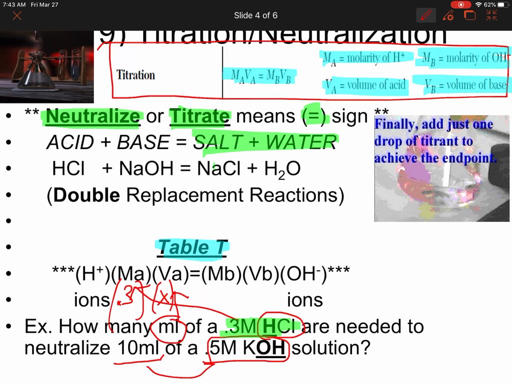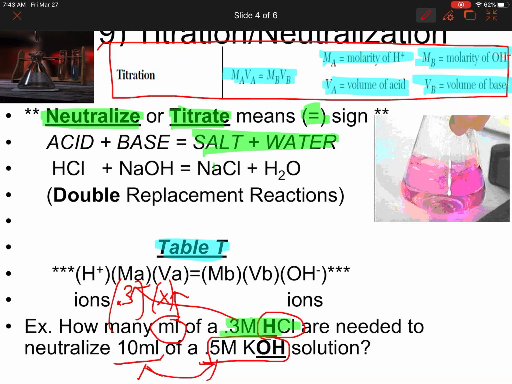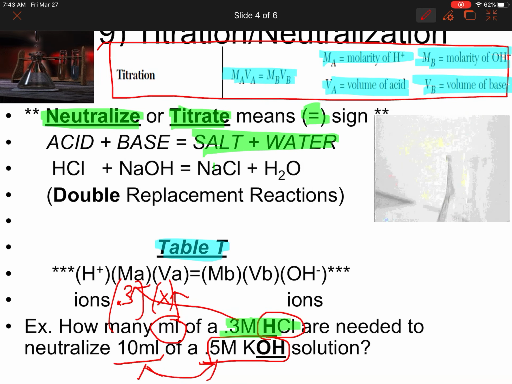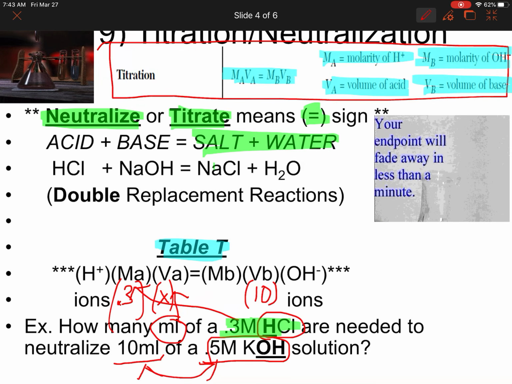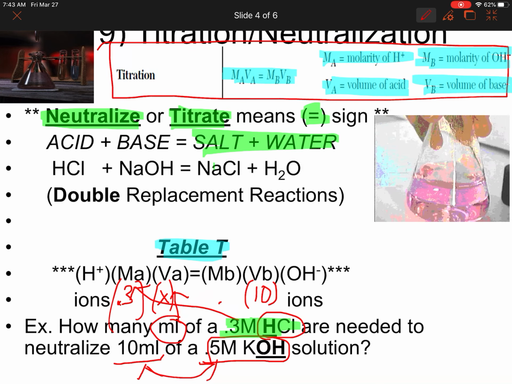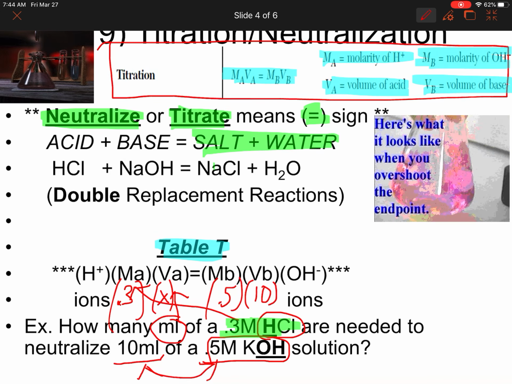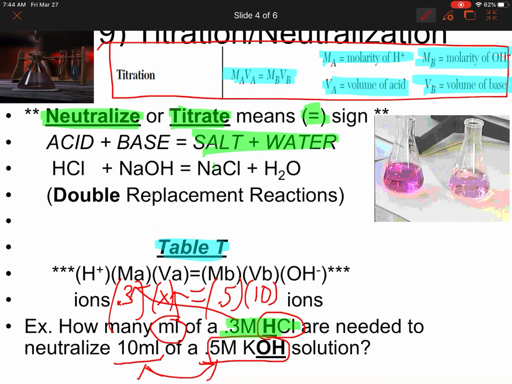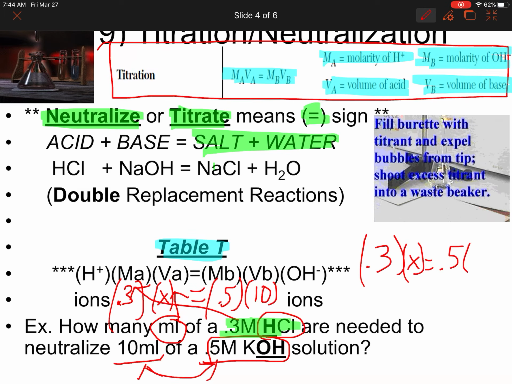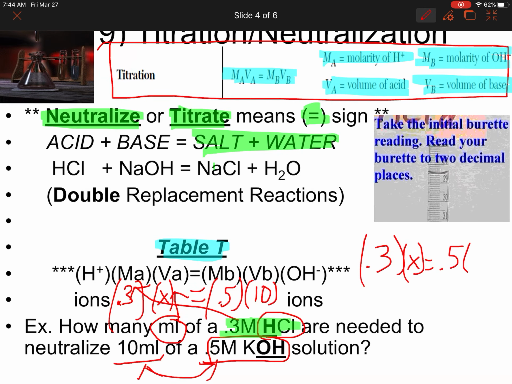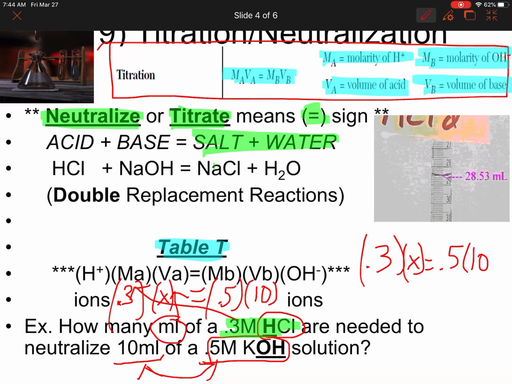Well, these two go together, right? 10 of a 0.5, and KOH is a base. So 10 milliliters is the volume of the base. 0.5 molar, right? 10 of a 0.5. KOH is the molarity of the base. So let's clean this up. We have 0.3 times X equals 0.5 times, I'm sorry, 0.5 times 10.